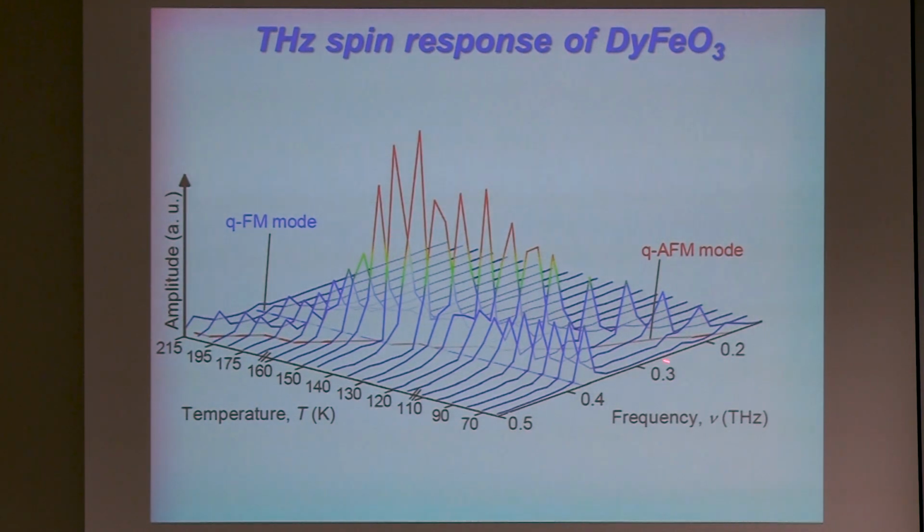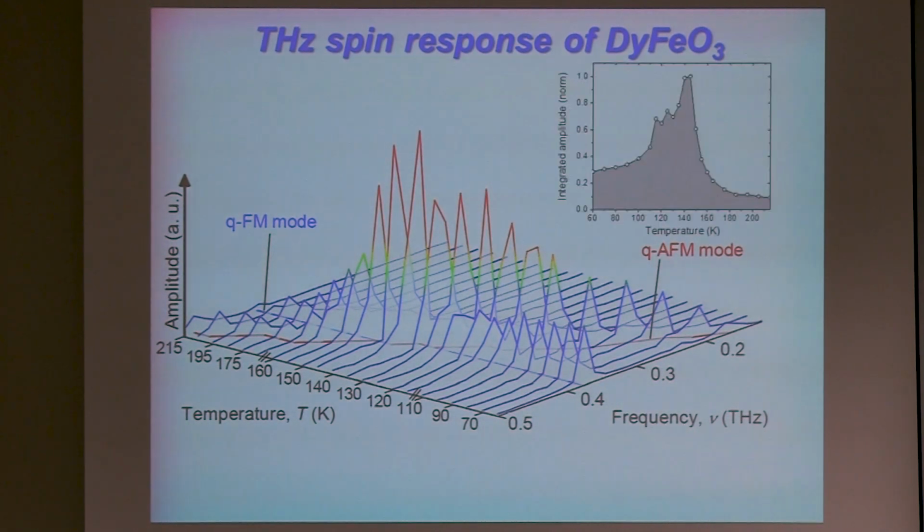So here you see that the spectral weight of the sum of the modes at the crossover temperature is not a simple sum of the spectral weights of these modes away from the crossover temperature. I can even integrate it and show the integrated amplitude as a function of temperature, and indeed it peaks around the crossover point.